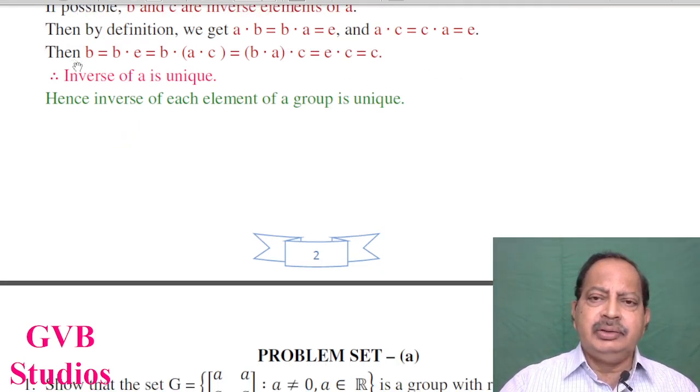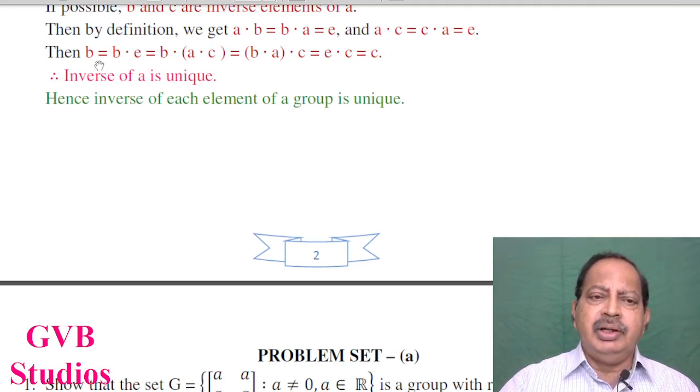First I will take b. Using that e is identity element, we can write b = b · e. And from this e, I can write a · c. Here e = a · c. I am writing here in the place of e, a · c. Here I am using associative law, changing the brackets: (b · a) · c. And again from the above, we can write b · a = e. So we get e · c. And using that e is identity element, we get e · c = c.